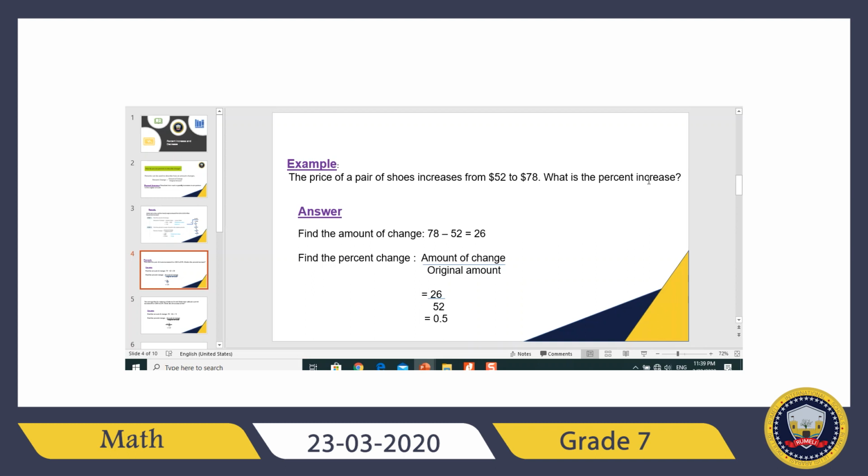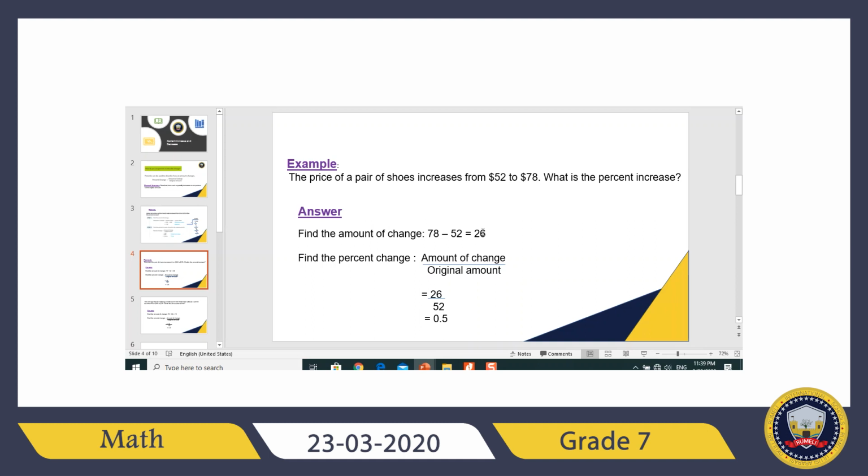So first step, I have to calculate the amount of change. I have to calculate the difference between 78 and 52. The answer, 78 minus 52, is 26. Is this the only answer? No. He asks about the percentage of change. The percentage of increase.